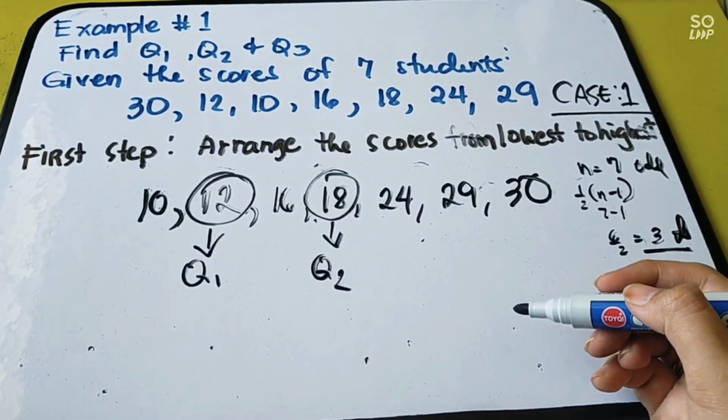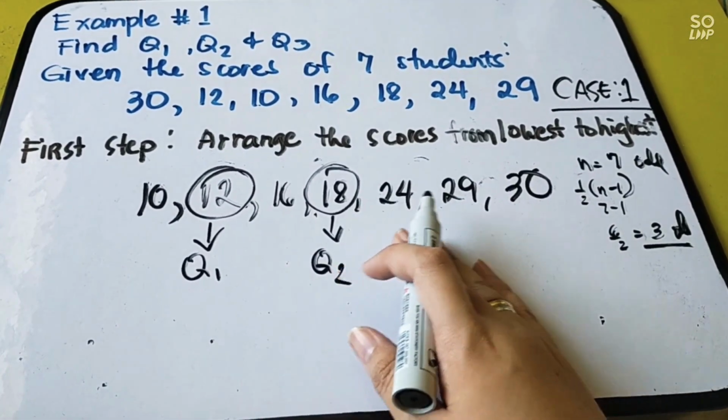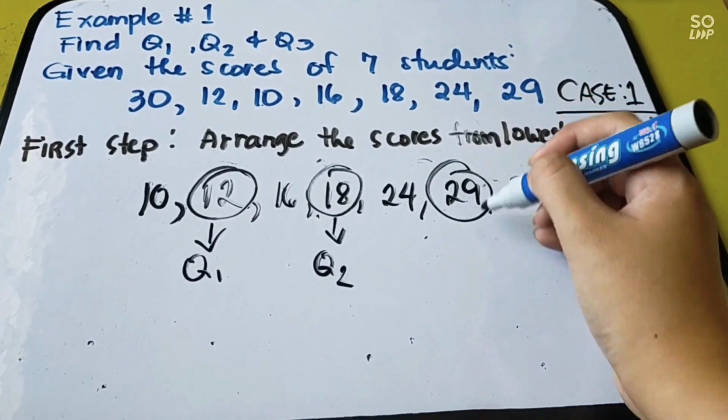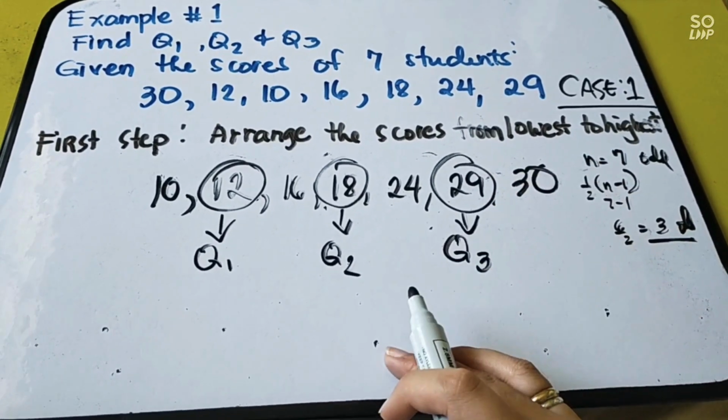Is it clear? Next tayo, dito tayo sa kabilang side. So, gitna pa rin, tatlo pa rin natira, meron pa rin gitnang matitira. So, yung pinakagitna, yan na yung ating third quartile. This is now your third quartile.